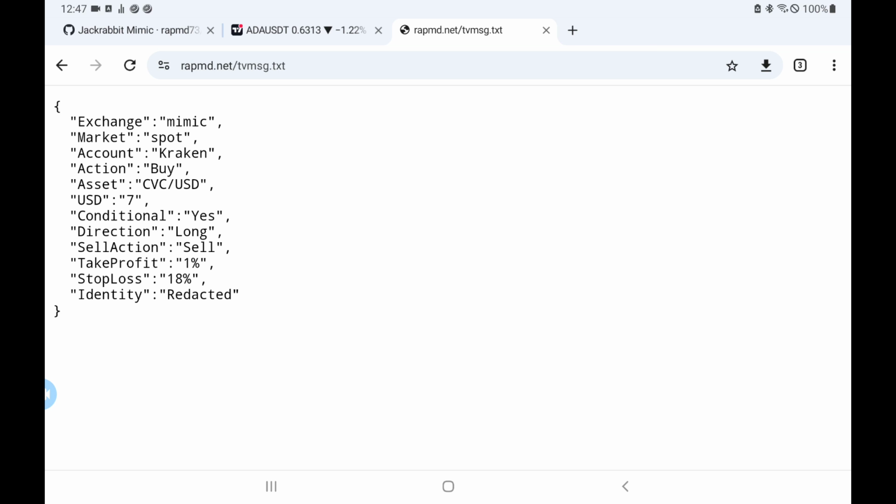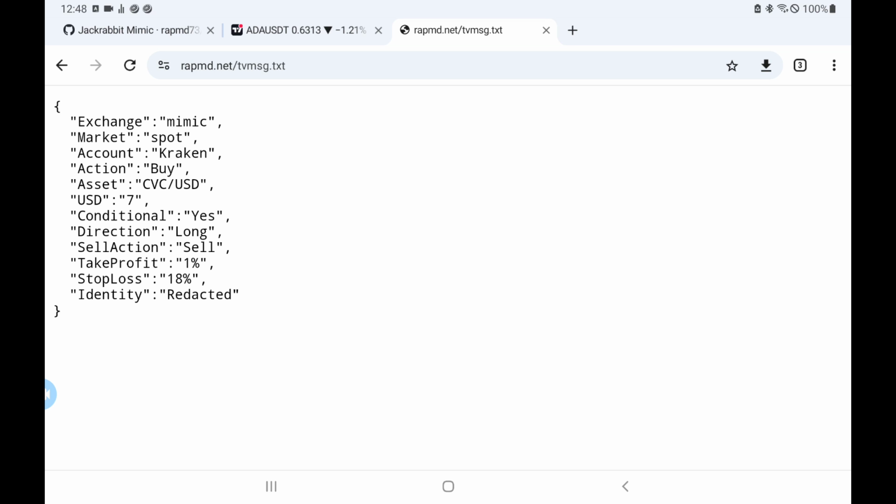Now we are looking at an order that uses Oliver Twist. Again, you can see the order is pretty much identical to what you're used to in a standard Jackrabbit Relay order, with the only difference being Mimic is your exchange. All of the standard functions that you are used to are there exactly as you would if you were using Binance, Kraken, Bybit. It doesn't matter. Very little actually changes between a real exchange and Mimic.